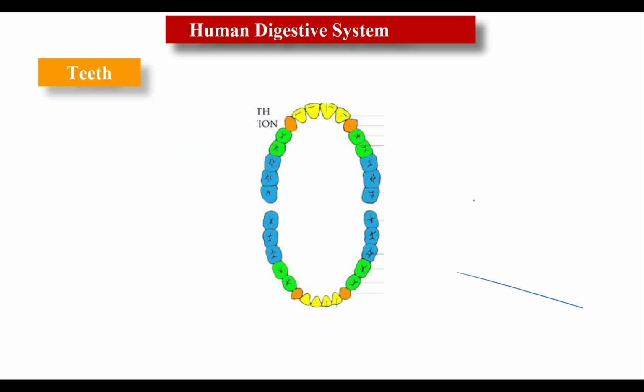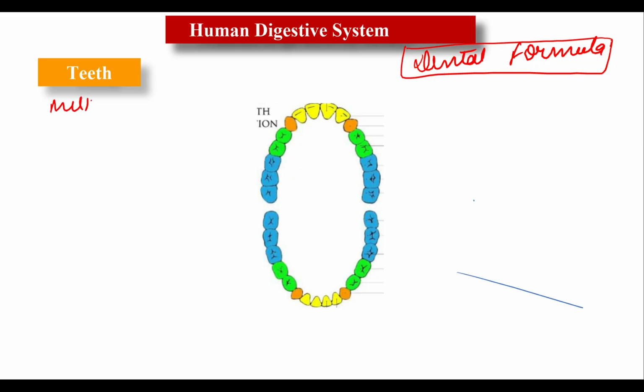Okay, now let's talk about the dental formula. What do you mean by dental formula, beta? I told you that two sets of teeth appear during a lifetime. There are some teeth that appear only one time in their life, which are known as milk teeth.